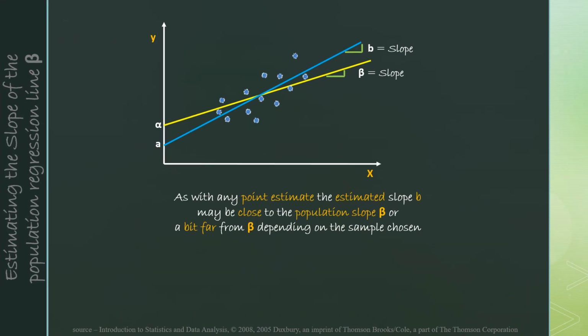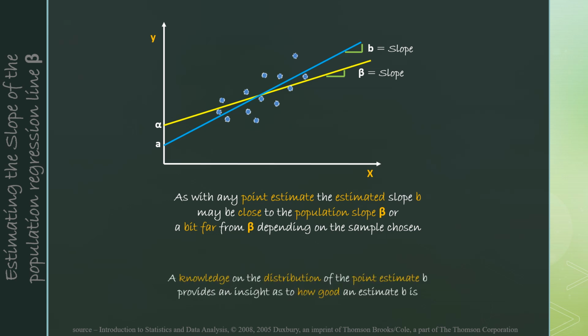As with any point estimate, the estimated slope b may be close to the value of the population slope beta or a bit far from beta, depending on the random sample chosen. Knowledge of the distribution of the point estimate b provides an insight into how good an estimate b is.